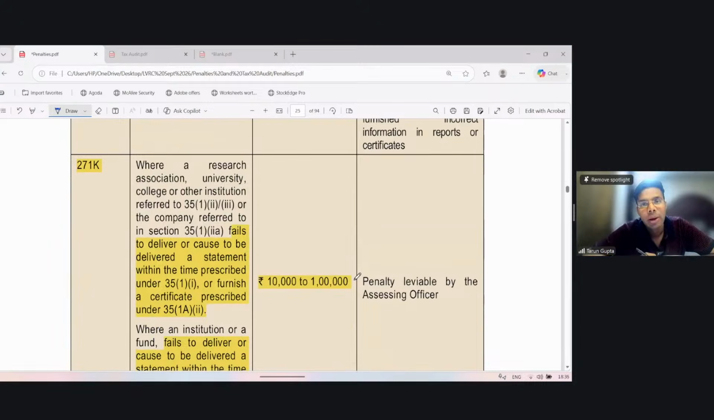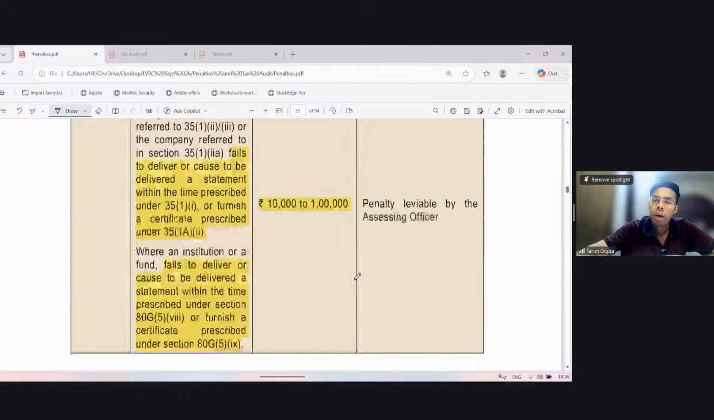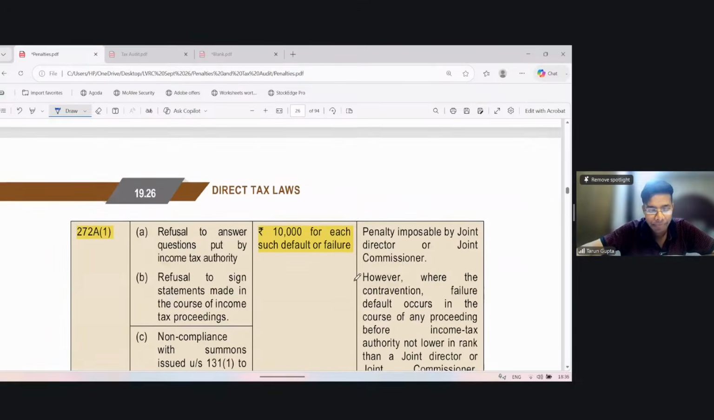271K. There is a requirement on an institution, association, or body referred to in section 35 or 80G to furnish a statement. If they fail to deliver or cause to be delivered the statement within the time prescribed under section 35(1), or fail to furnish a certificate prescribed under section 35(1)(a)(2), or in case of a charitable religious organization, they fail to deliver the statement within the time prescribed under 80G(5) or a certificate under section 80G(5)(vi), then there is a penalty of 10,000 to 1 lakh.